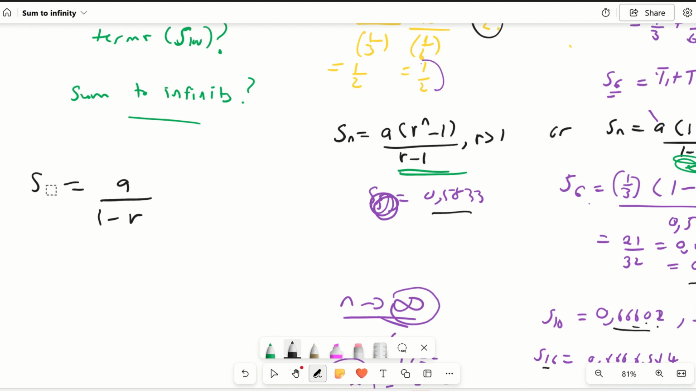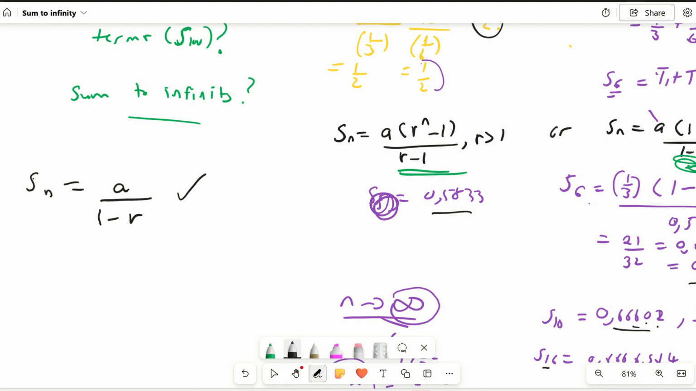The derivation of it, I'm going to show you at a later stage. I don't want to bombard you with the derivations. We'll show you before the exam. It's just a 2-minute thing. It's not really like a big thing. Yeah, sure. This is the formula for the sum to infinity.